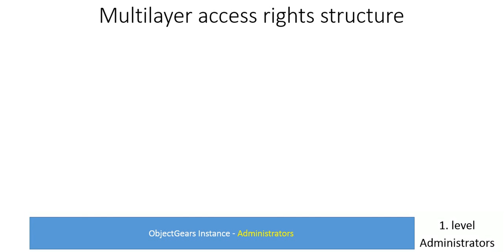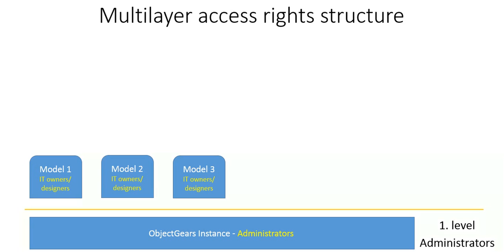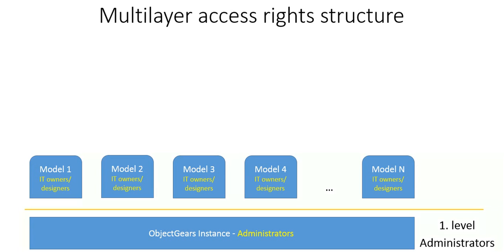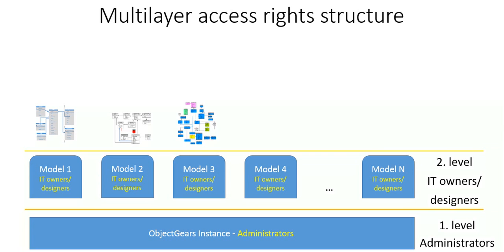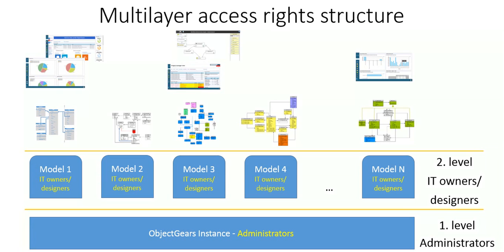Segregation of roles is also demonstrated in the following picture. The first layer is ObjectGears instance. Administrators work on this level. There are particular models created within the instance. In these models, administrators define owners of the models, which represent the second layer of access rights. Model owners then create content of models, that means applications, and set up access rights on particular objects, which represent the third layer of access rights.